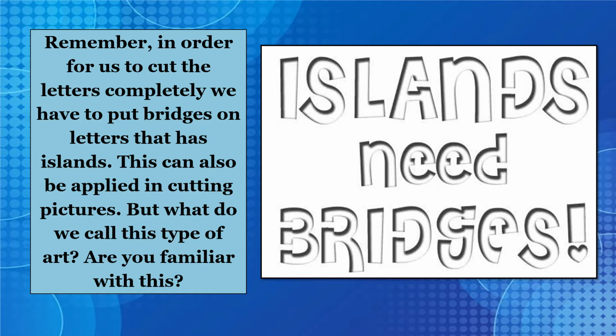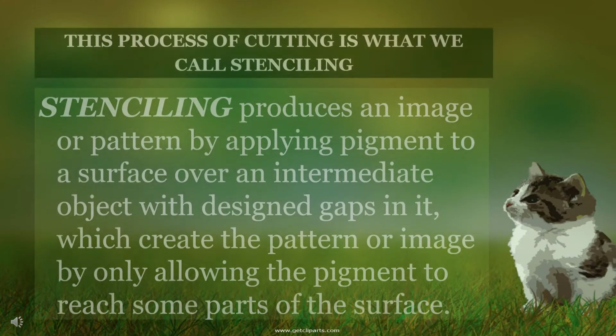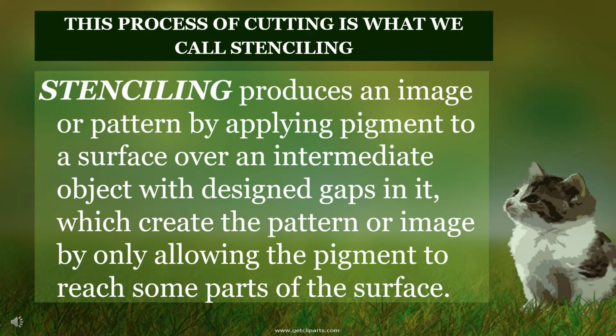But what do we call this type of art? Are you familiar with this? This process of cutting is what we call stenciling. Stenciling produces an image or pattern by applying pigment to a surface over an intermediate object with designed gaps in it, which creates the pattern or image by only allowing the pigment to reach some parts of the surface.